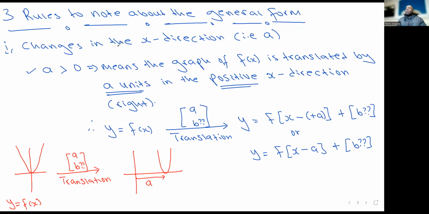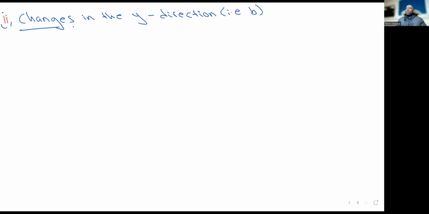Okay. So what we talked about earlier, changes in the X direction. Now we're talking about changes in the what? In the Y direction. And remember, in the Y direction, we're referring to B. So that means B can be greater than 0 as well, like A, or it could be less than 0. All right, let's start with the first one, B greater than 0.